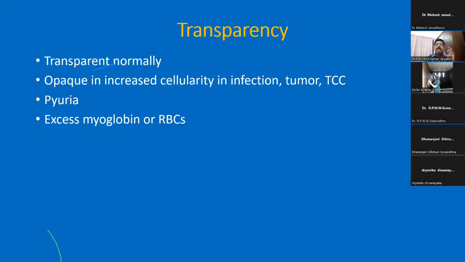Increased cellularity can be seen in infection, or in hematuria or hemoglobinuria, so also in tumors, TCC, etc. In pyuria, there will be turbid urine, almost semi-opaque in nature. Or even if there is excess of myoglobin or RBCs, we can see opaque, non-transparent urine. You have to find it out so that the cause can be identified.